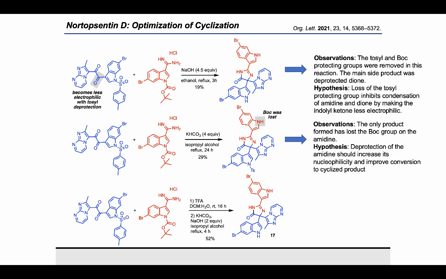Once it was complete, it appeared that there was a mixture of both the tosylated and detosylated cyclized product. So to simplify, the N-detosylation was performed in the same pot through the addition of excess sodium hydroxide and heat. Overall, this modified procedure produced 52% yield of the desired imidazol-4-one product.